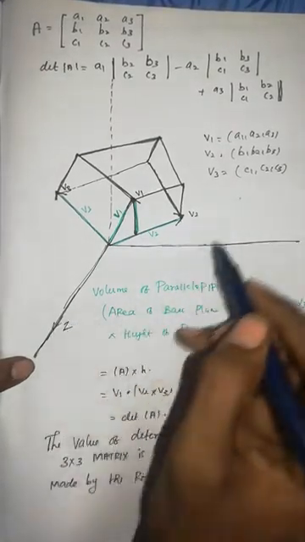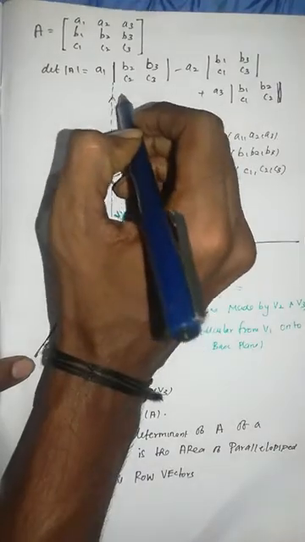Mark here, this is the z axis, so this is the x axis, and this is the y axis.